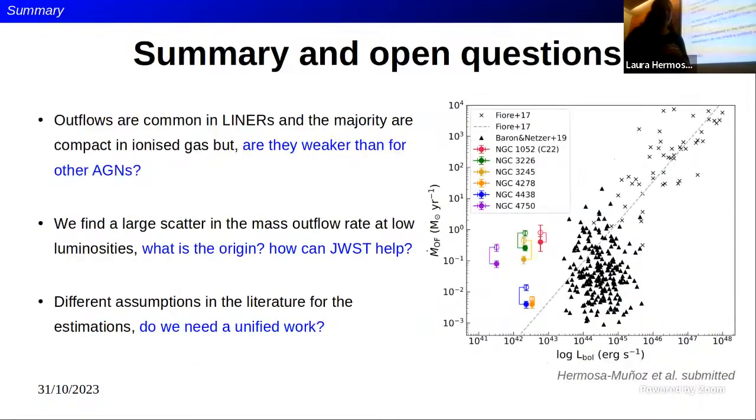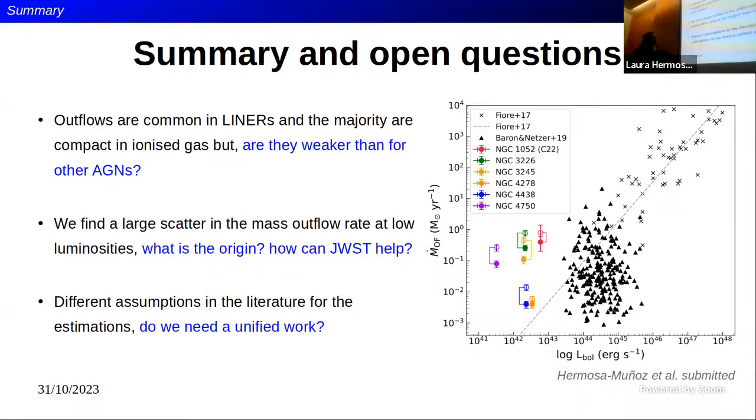And so with that, I come to my summary, which I did in a different way, just in case I have bored you and there are no questions. That is, I'm asking some questions for you instead of you for me. So what we are seeing is that outflows are indeed common in LINERs, and that the majority of them are compact, and they seem to be stronger than they were initially seen. So are they actually weaker than the models that we think about for outflows in LINERs, or is it just a matter that they were not detected before?